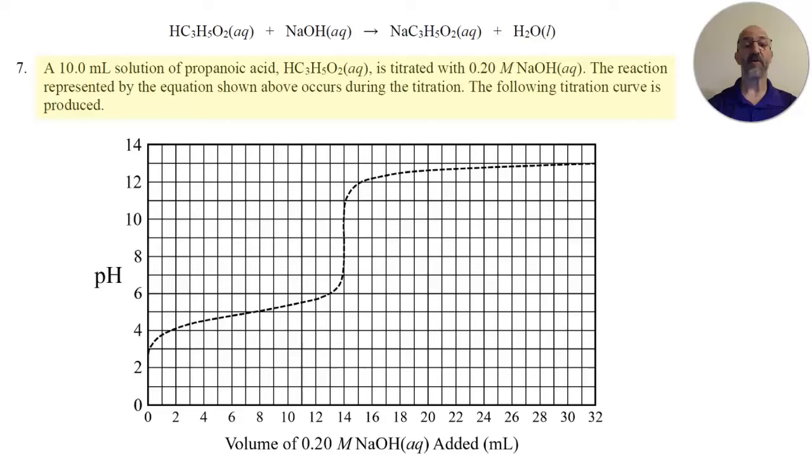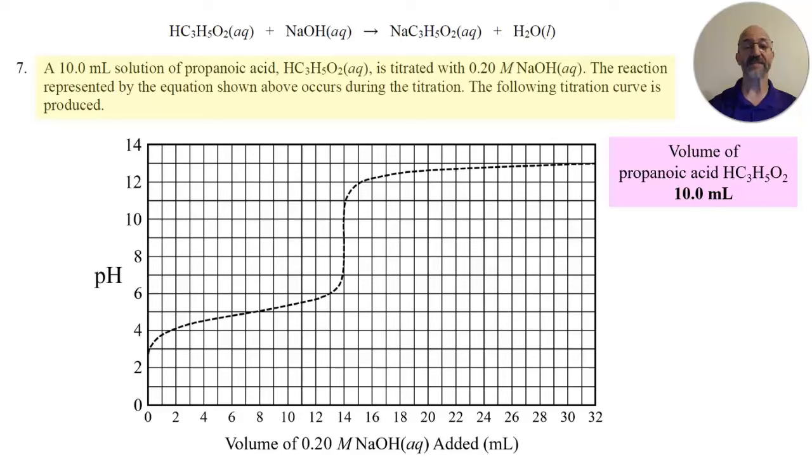Now, the most important feature of this titration curve is what happens when all of the propanoic acid reacts completely with the sodium hydroxide. So what you're looking for is that rapid increase in pH, and that seems to occur around 14 milliliters on the x-axis in this diagram. So what I'd like to do is summarize what we know about the volume and the molarity for both the acid solution and the base solution in this experiment.